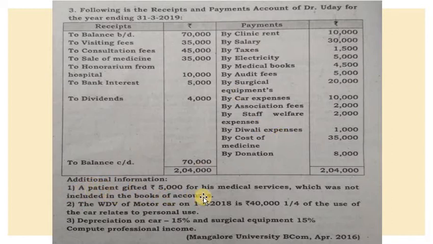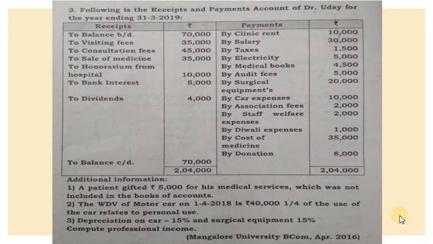Our patient gifted 5,000 for his medical services, which was not included in the books of account. So it is 5,000 related to his professional income, so we should include that. Then the written down value of the motor car on 1/4/2018 is 40,000. 1/4 of the use of the car relates to personal use. That means 3/4 only we have to take for business or professional purpose. Then depreciation on car is at 15% and surgical equipment 15%. Compute the professional income. This question appeared in the April 2016 exam.